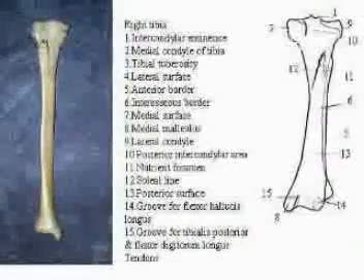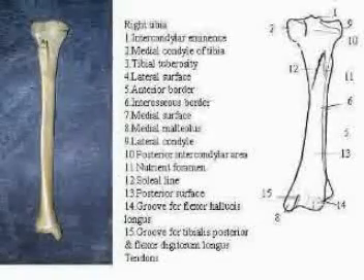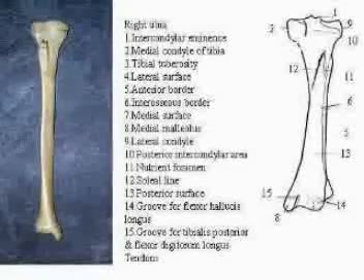Tibia is the most medial of the bones of the leg. It is next to the femur in length amongst the long bones. Its proximal end is bigger than the distal one. The tibia is almost triangular in cross-section at its upper two-thirds. It can be divided into a proximal part, a shaft, and a lower part.